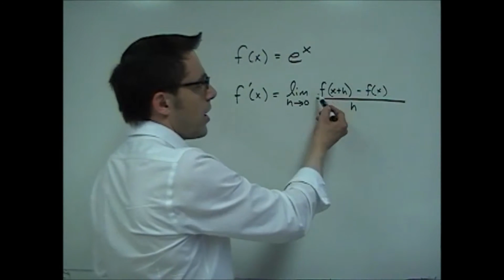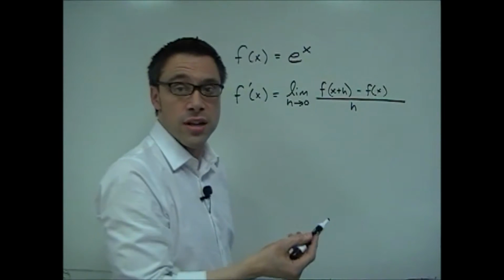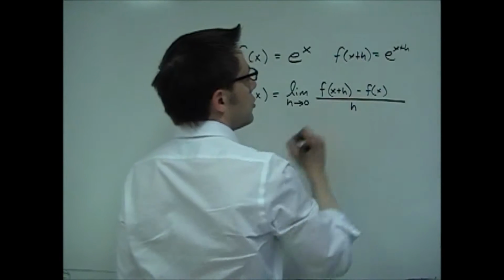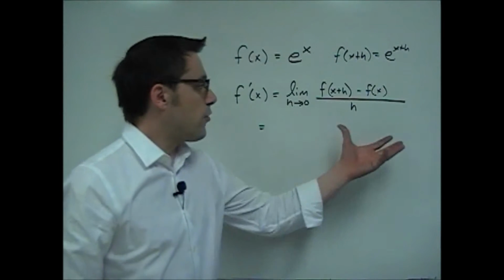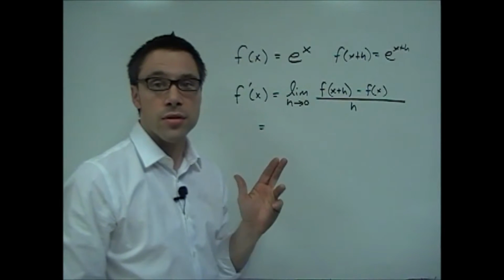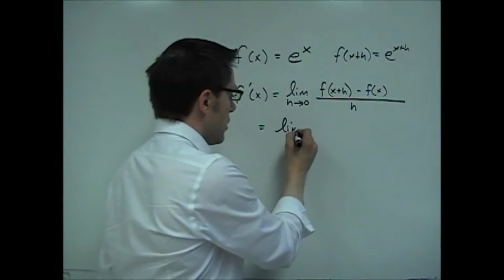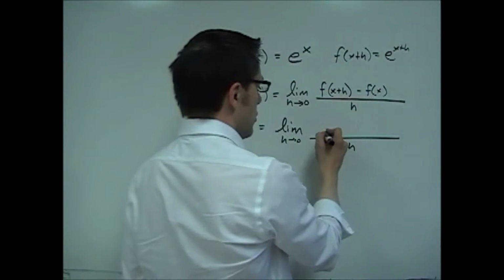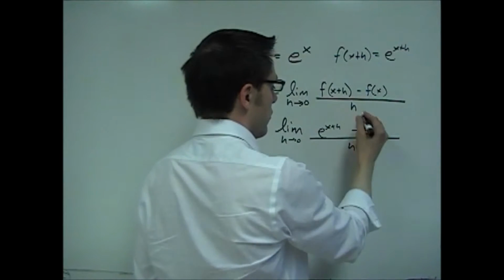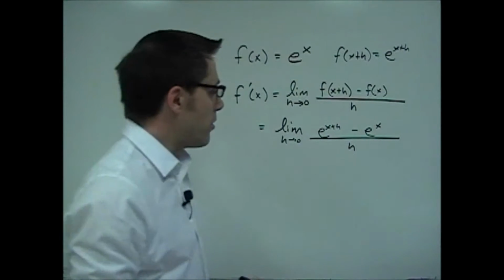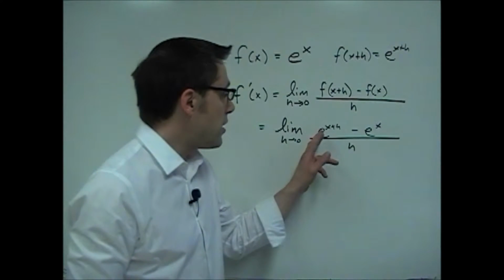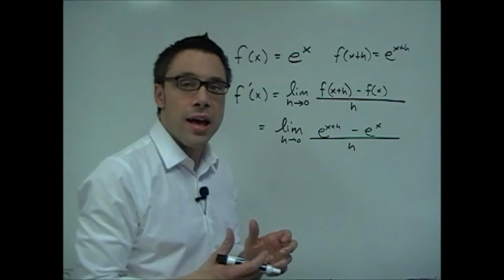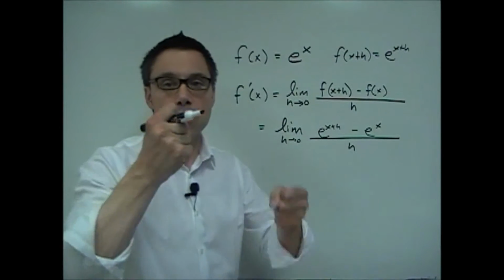Remember that if I have f of x plus h, I just replace all x's with x plus h. So therefore, f of x plus h is e to the x plus h. And so now I can write the difference quotient in terms of these two values. This is equal to the limit as h goes to 0. And the difference quotient is going to be f of x plus h, which is e to the x plus h, minus f of x, which is e to the x. And now I'm going to use the property of exponentials, which is that the same base with a sum of powers can be rewritten as a product of two bases with these powers.